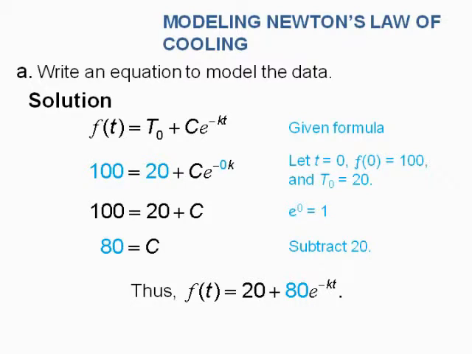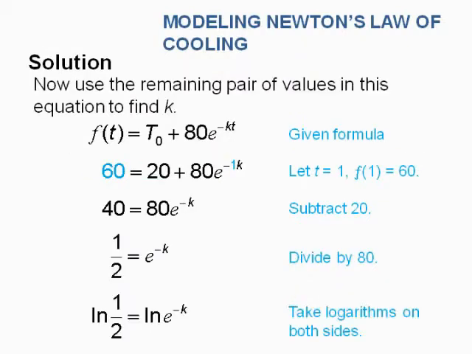And here's what we're going to get. 100 equals 20 plus C e to the minus 0k power. So again, anything to the 0 power is 1, so it's really C times 1, and we get C here. Subtracting 20 from both sides, C would be 80, and that would be what we're going to put into our model now.